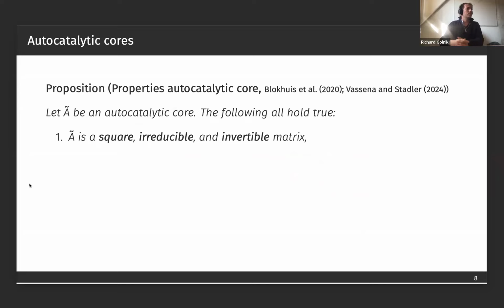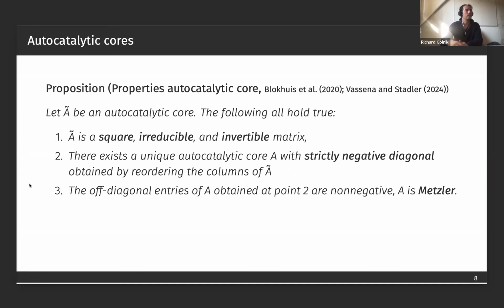Okay. And autocatalytic cores have been shown to have very nice properties. They are represented by square, reducible, and invertible matrices. And what is very important for this talk is that they have a representation. When you reorder the columns of this matrix A tilde, you obtain a matrix which has a strictly negative diagonal and non-negative off-diagonal entries. And a matrix that has non-negative off-diagonal entries is called a Metzler matrix.